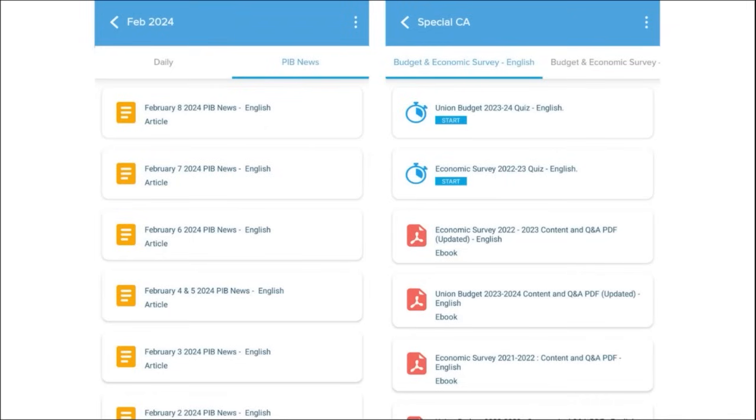Next, we also provide you with important PIB articles on a daily basis so that you can go through these articles and have an insight about that particular topic. Not just this, we also provide you important events that are happening globally and make sure to give you the right analysis.